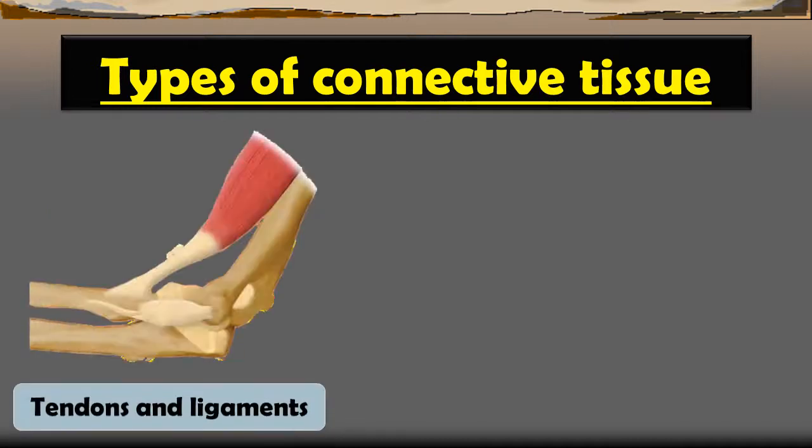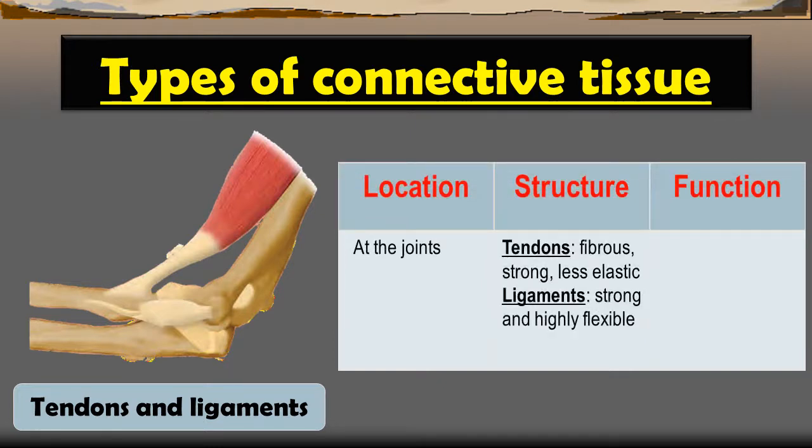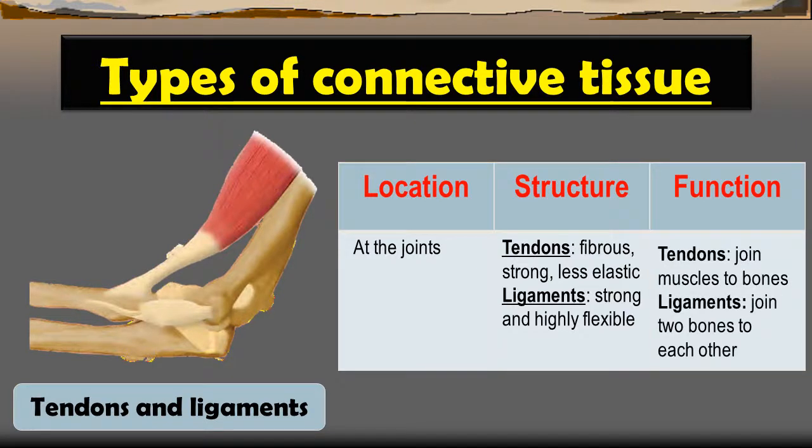Now the next type is tendons and ligaments. These are present at the joints. Structure of tendons: these are made up of fibrous tissue, strong and less elastic, and ligaments are strong and highly flexible. Now function: tendons join muscle to the bones, and ligaments join two bones to each other, as you can see in the alongside diagram, tendons and ligaments.